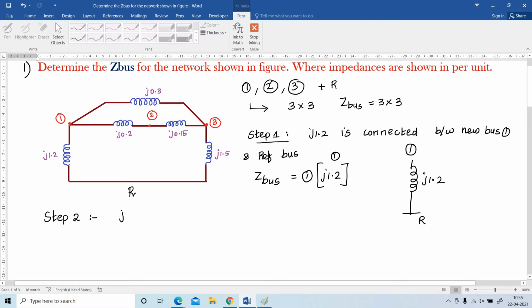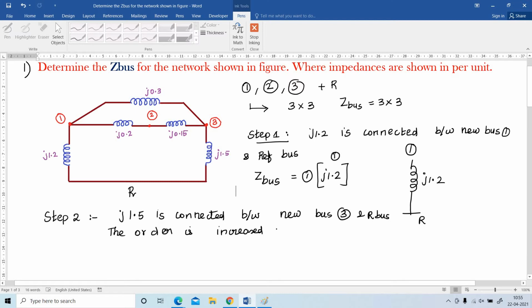Step number 2. J1.5 is connected between new bus 3 and the reference bus. The order of the matrix is increased by 1. The new Z bus is a 2 cross 2 matrix.